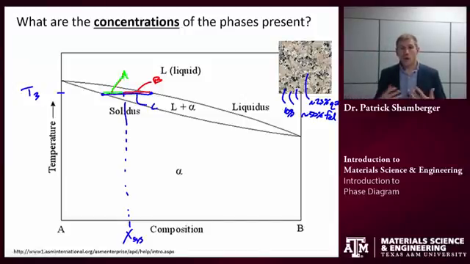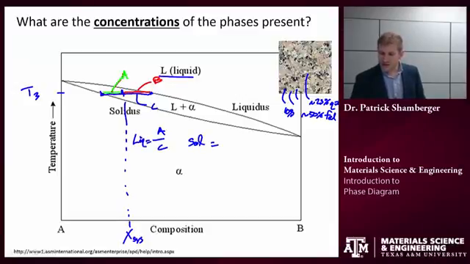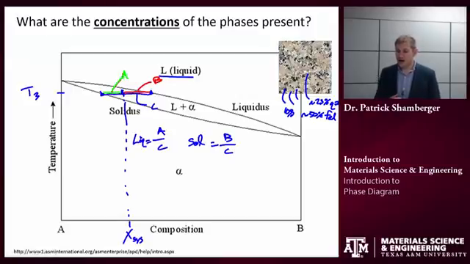And so the way to figure out what concentration of phase is present is called the lever rule. Essentially, the amount of liquid that's present in this case is given by A over C, where A is the length from here to here. The amount of solid is given by B over C. So B is the length from here to here. And we're going to talk about the lever rule in more detail in a later video. But to figure out concentrations of phases present, we apply the lever rule.